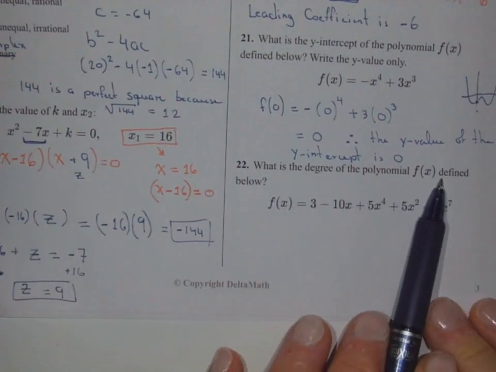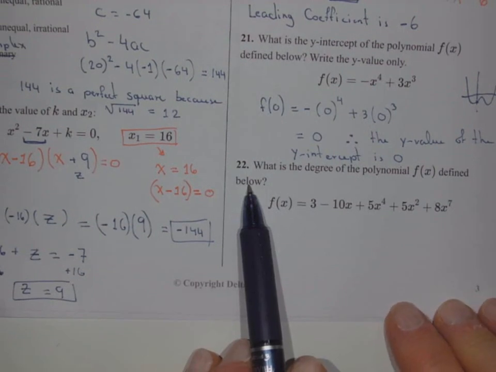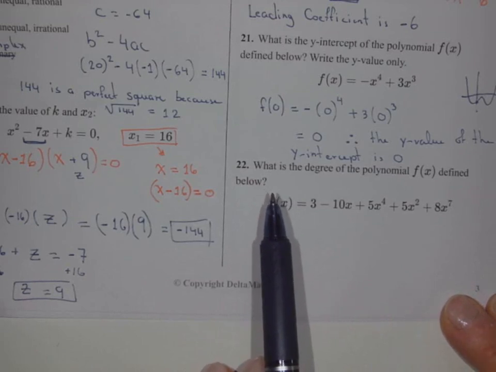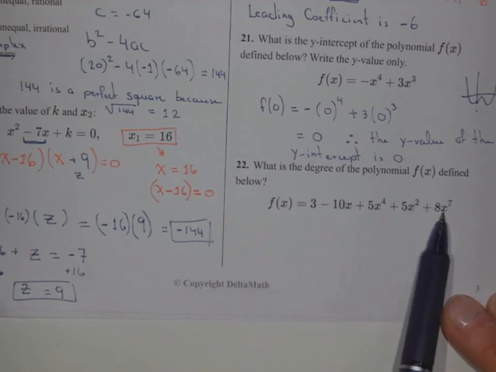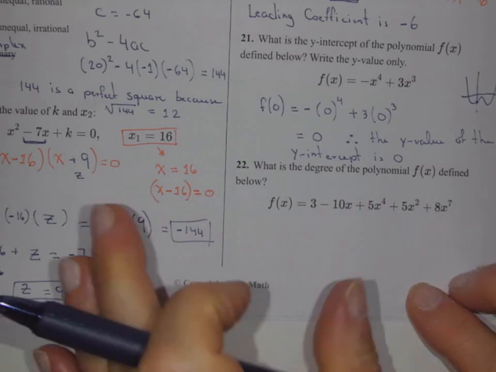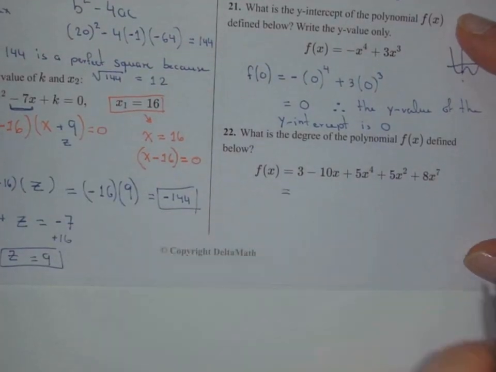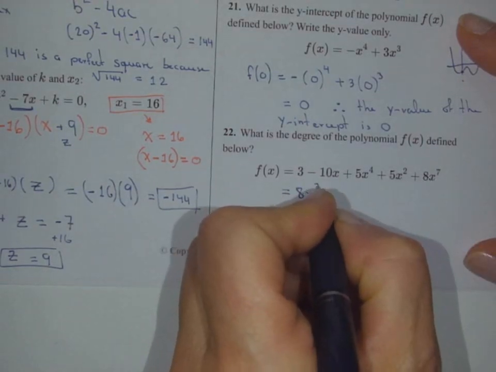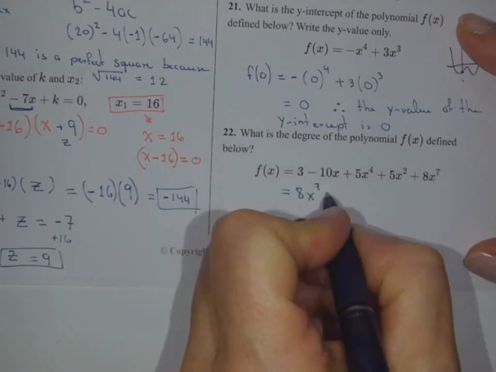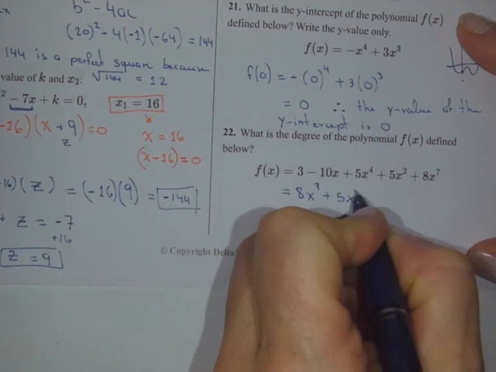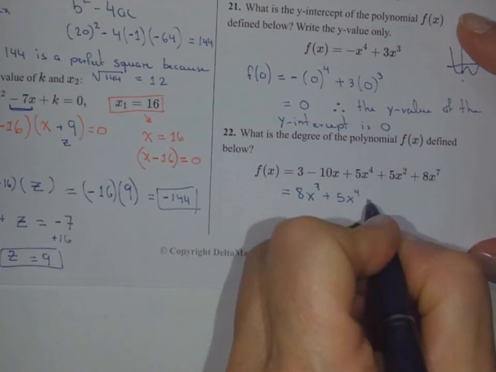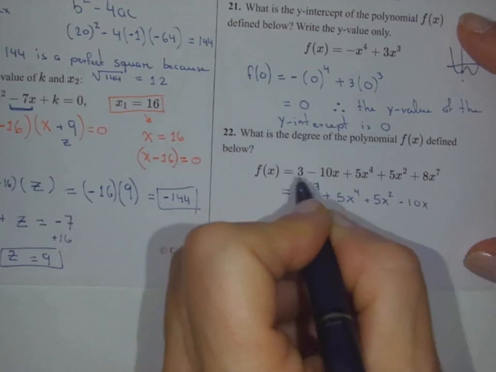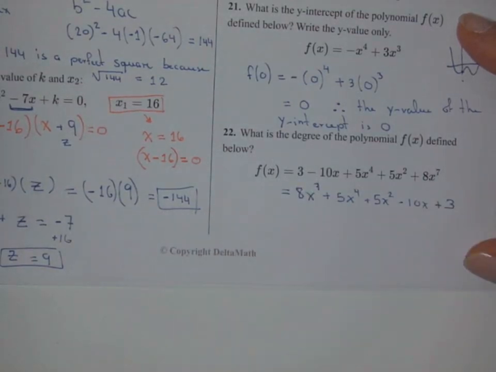What is the degree of the polynomial f of x below? The degree is always the exponent of the leading term, but this is not written in standard form yet. So let's rewrite that in standard form first. So remember, we're looking for the highest exponent, which is this one. So that will be 8x to the 7. Then the next highest will be this one, so it's a quartic term, 5x to the 4th. Then we have a quadratic term, 5x squared. Then I have a linear term, negative 10x. And finally I have a constant, it doesn't have a variable.